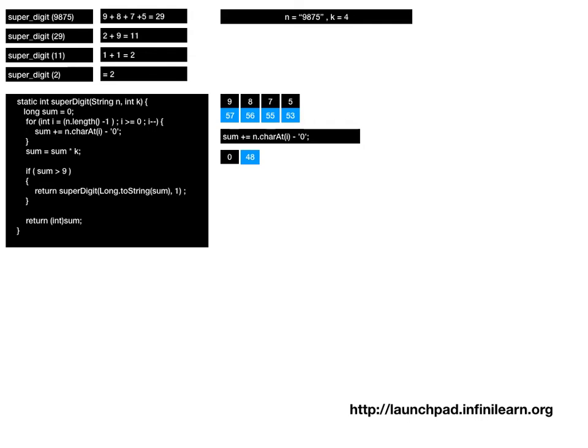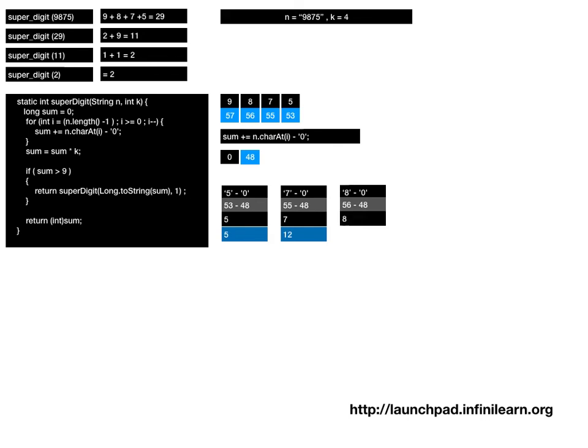The moment we start processing the first character, as you can see, our loop starts from the last character and we move from last to first. So let's start processing the character 5. It becomes character 5 minus character 0, which is 53 minus 48, value 5, and the sum becomes 5. Similarly, when we process character 7, the sum becomes 12. For character 8, the sum becomes 20, and for character 9, the sum becomes 29.